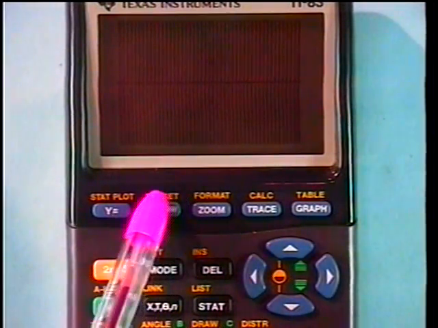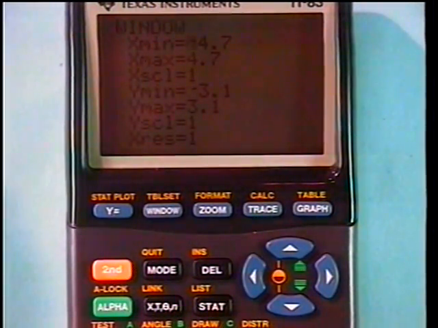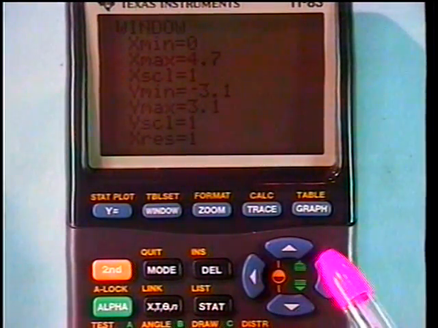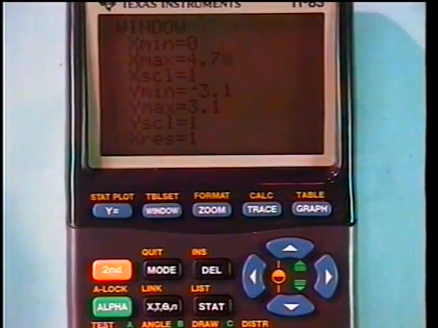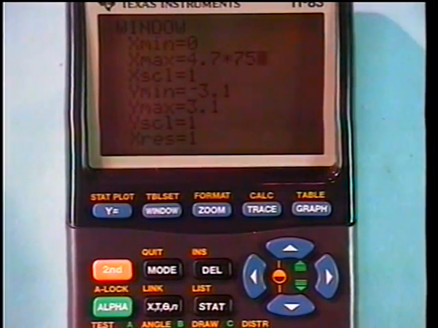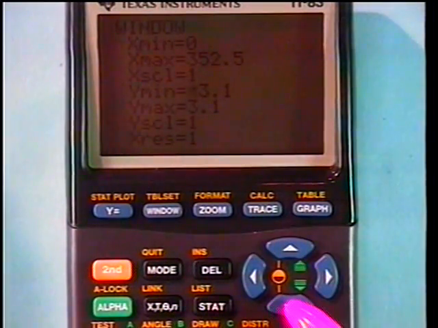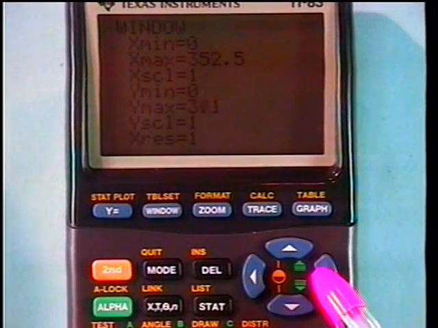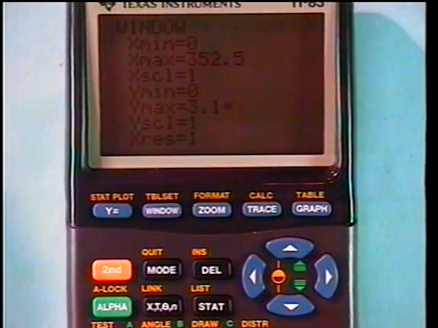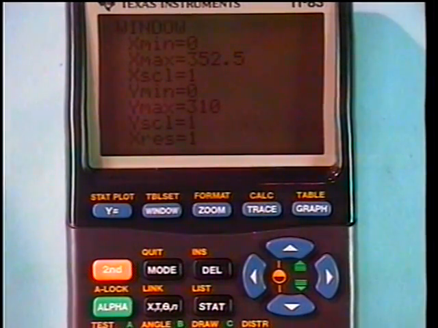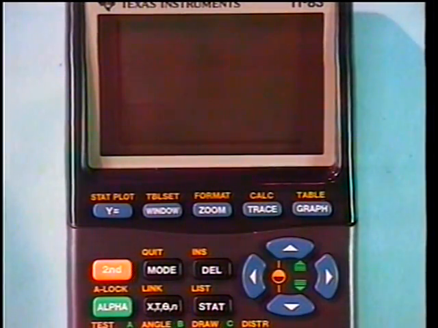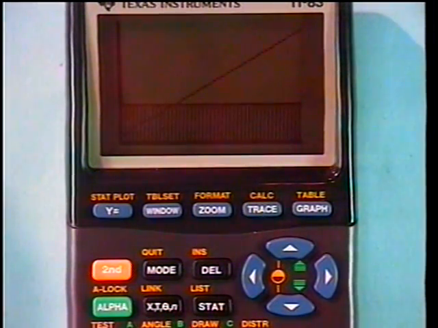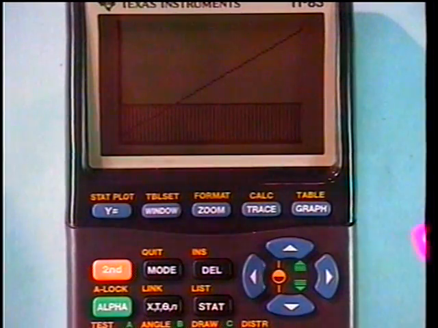Then go into your window, change your x min simply to 0, eliminating everything else out of that. Multiply your x max by 75. Change your y min to 0. Multiply your y max by 100. Now the reason I'm suggesting we start from a friendly window is to be able to trace to 100. A friendly window gives us friendlier numbers when we use the trace menu.